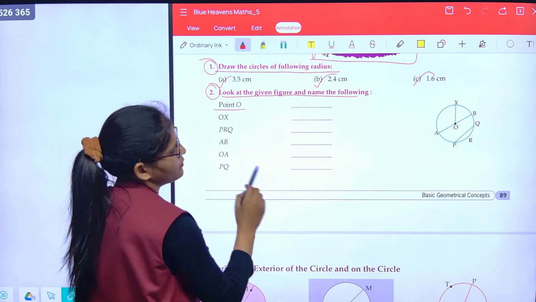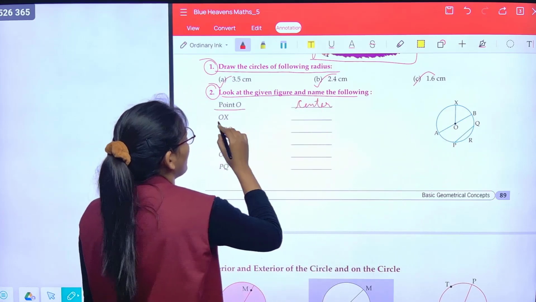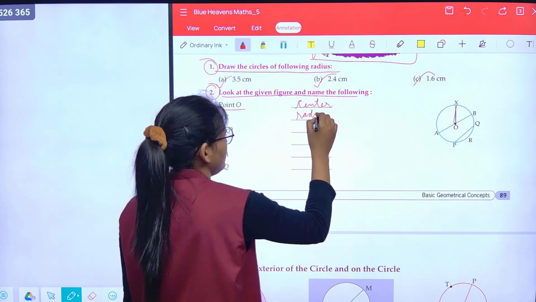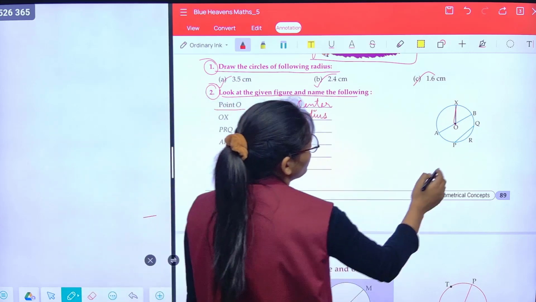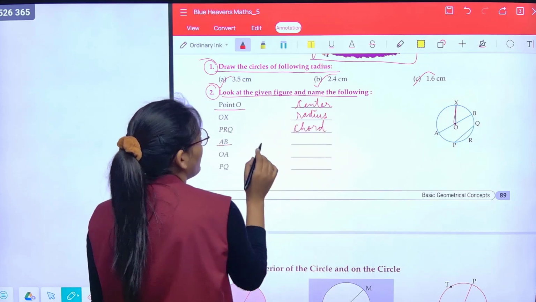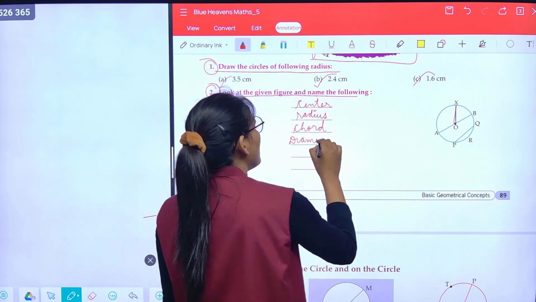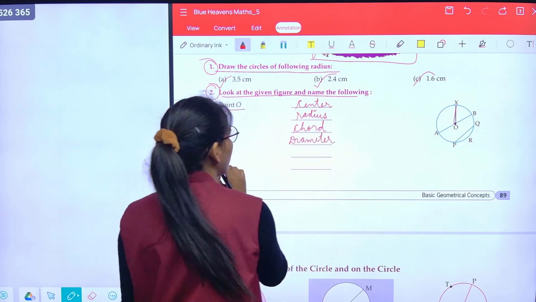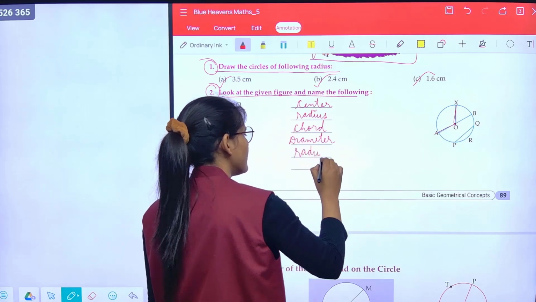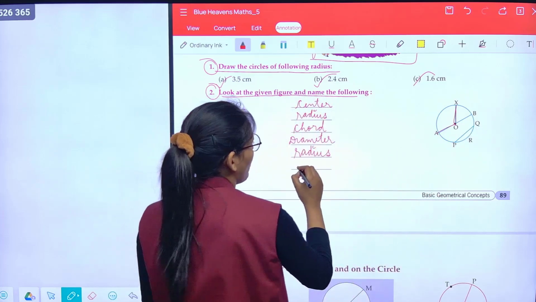Class, point O. Point O, what is? It is the center. Now OX. OX is a radius. PRQ is a chord. Now AB, class, AB is a diameter and diameter is the longest chord of the circle. Now class, OA again a radius. Now class, PQ is a chord.